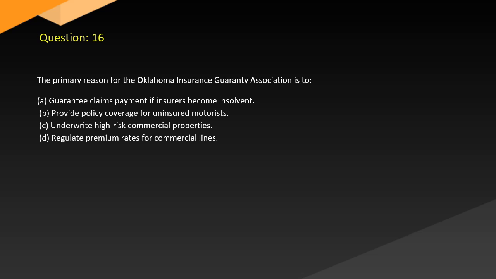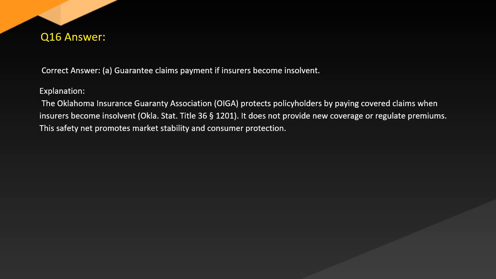Question 16. The primary reason for the Oklahoma Insurance Guaranty Association is to A. Guarantee claims payment if insurers become insolvent. B. Provide policy coverage for uninsured motorists. C. Underwrite high-risk commercial properties. D. Regulate premium rates for commercial lines. Answer. Correct answer. A. Guarantee claims payment if insurers become insolvent.